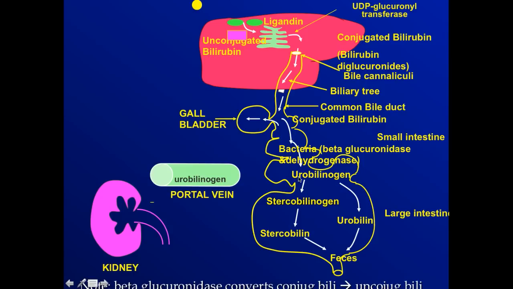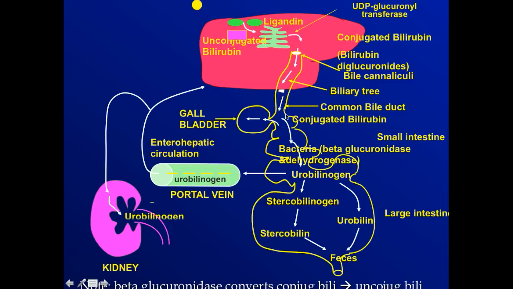So about 80% of your urobilinogen will be transported through the portal vein. It will be taken up at the duodenum area, at the ileum area, it will be reabsorbed into the portal vein, and then it will go back into the liver. So this is called enterohepatic circulation. This urobilinogen will be circulated back into the liver, and the whole process is going to be repeated until you get urobilinogen again.